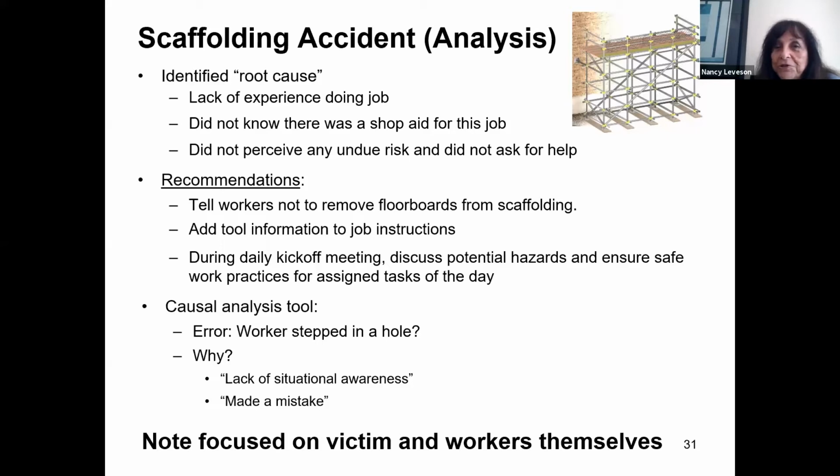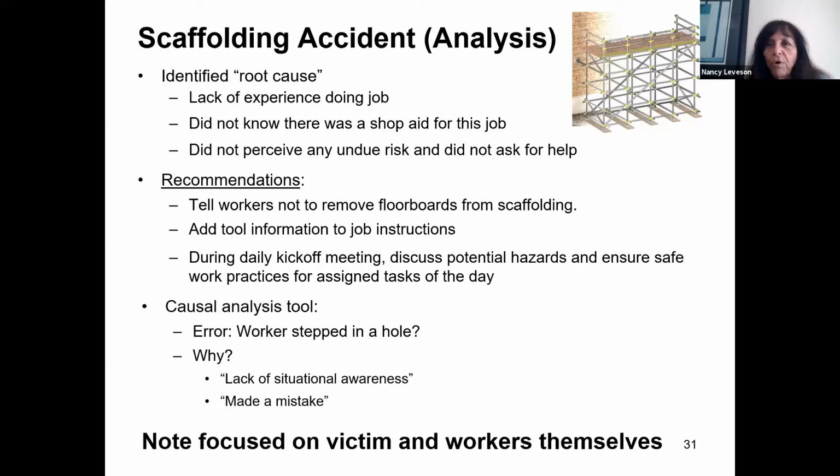Add tool information to the job instructions. And this is the kicker, the one I love both. During the daily kickoff meeting, discuss the potential hazards and ensure that safe work practices for the assigned tasks of the day. This is such hindsight bias.